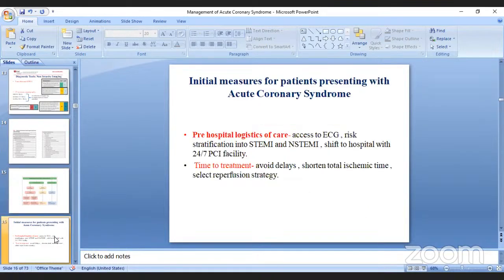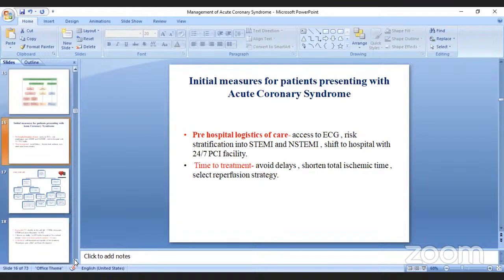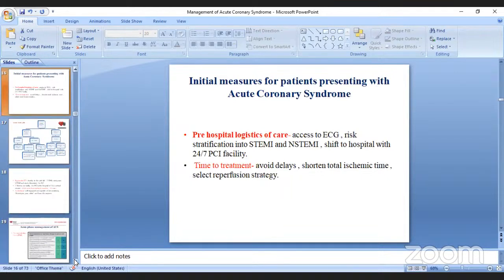So next, moving on to the initial measures for patients who are presenting with acute coronary syndrome. The pre-hospital logistics of care is very important, because the patient may either present directly to a clinician or to a nursing home or to a small clinic, or they may call EMS. So wherever they present to, that place should have access to ECG with the ability to risk stratify into a STEMI or an NSTEMI, and they should be able to shift to a hospital with 24/7 PCI facility as soon as possible. And efforts must be taken at every step to avoid delays, to shorten the total ischemic time, and to select the perfect reperfusion strategy.